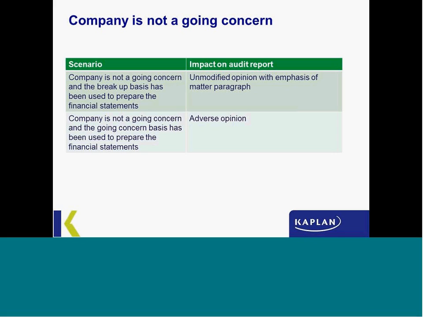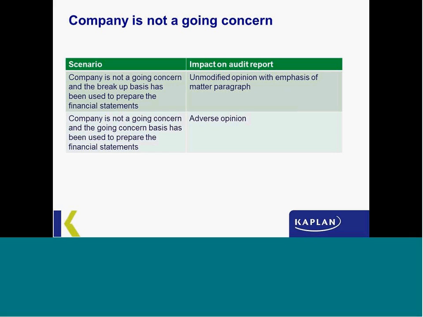Next, it is not a going concern, and the going concern basis has been used to prepare the accounts. That is the fundamental issue, and an adverse opinion is triggered. This is pretty much the only situation in the exam that triggers an adverse opinion. They're not a going concern, but they have prepared their accounts as if they are. So that becomes an adverse opinion, i.e., the financial statements are not true and fair. They don't show a true and fair view of the entity at the reporting date.